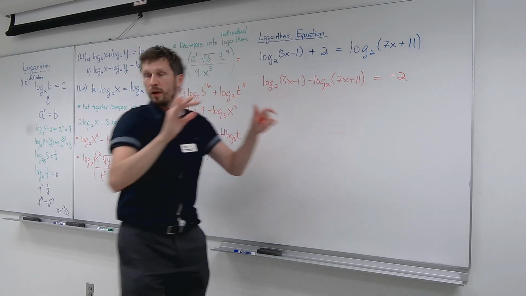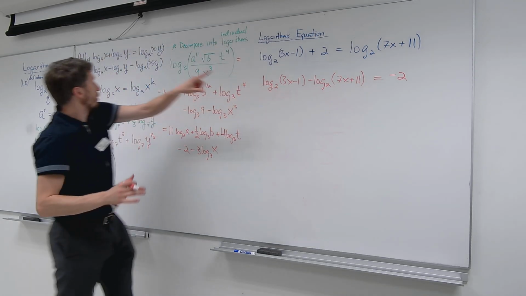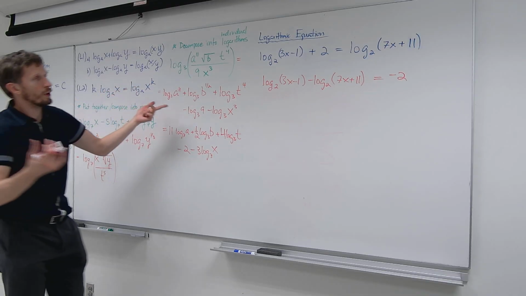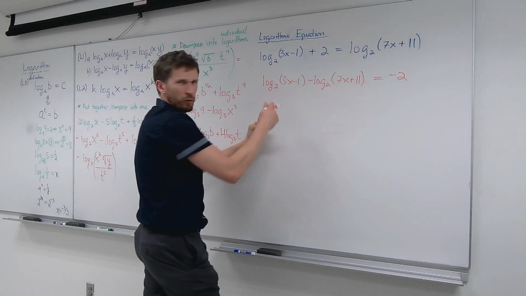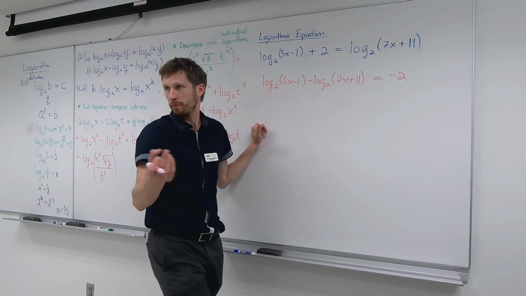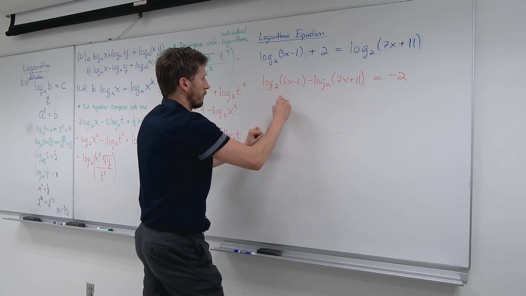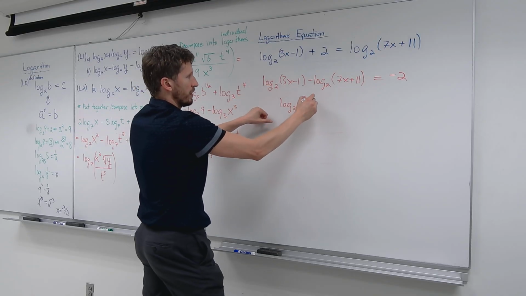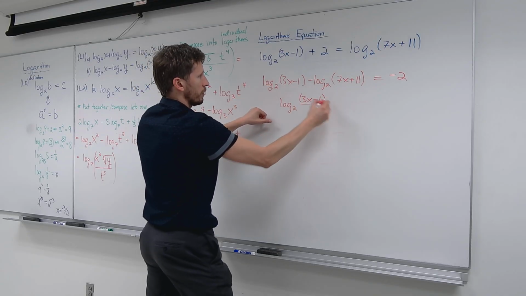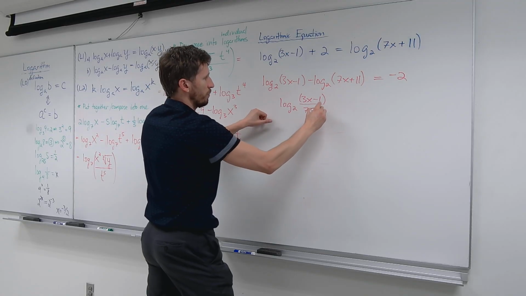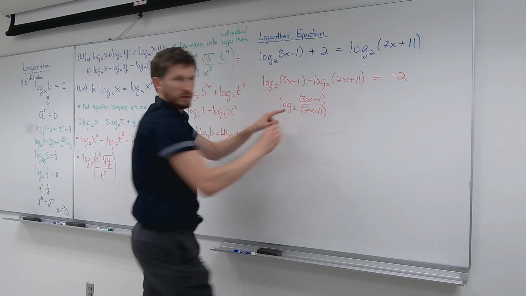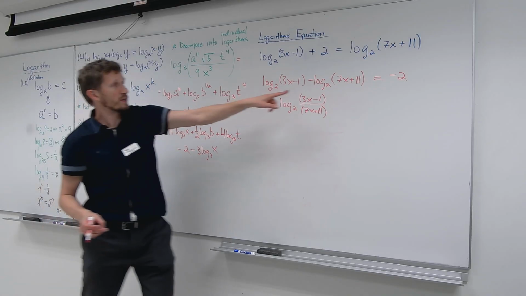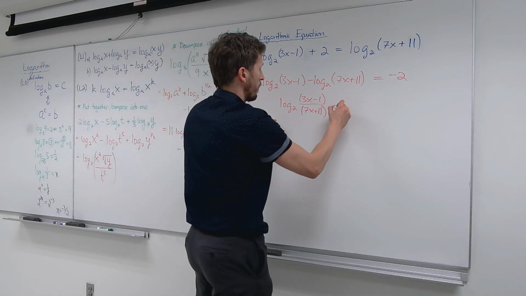Okay. Now, do you remember what we do when we subtract logs? We divide, right? So what would you write? Log base 2, now bear with me, we're going to basically finish up after this one. Log base 2 of what? 3x minus 1 on the top and 7x plus 11 at the bottom. Remember, if you subtract logs, you have to divide like that. So weird as it is, what is that equal to? Negative 2, right?